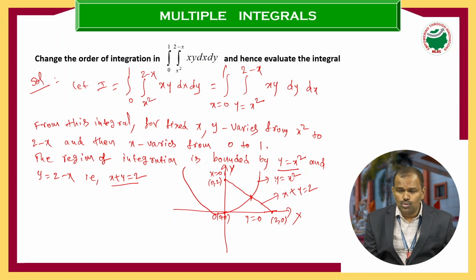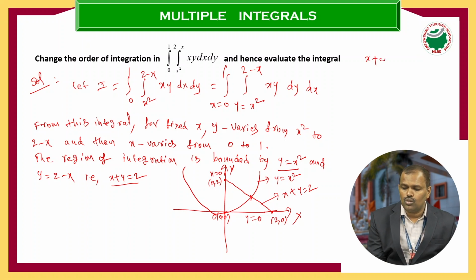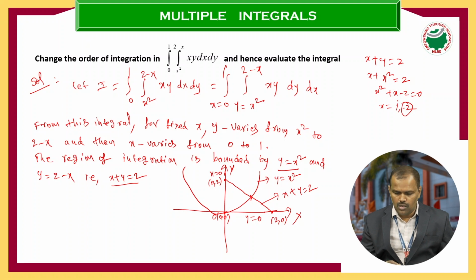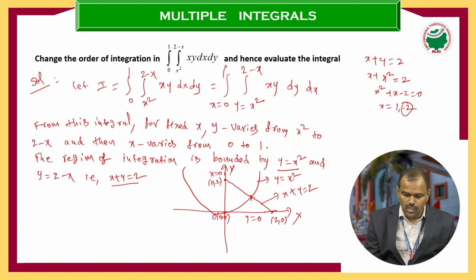That means just substitute y is equal to x square in x plus y is equal to 2. So x plus y is equal to 2, I am substituting y is equal to x square, that is x plus x square is equal to 2. That means x square plus x minus 2 is equal to 0. When we find the roots of this, they are 1 and minus 2. But our region is in the first quadrant, so only 1 is correct, don't take minus 2 here. So the x value is 1 at this point of intersection.